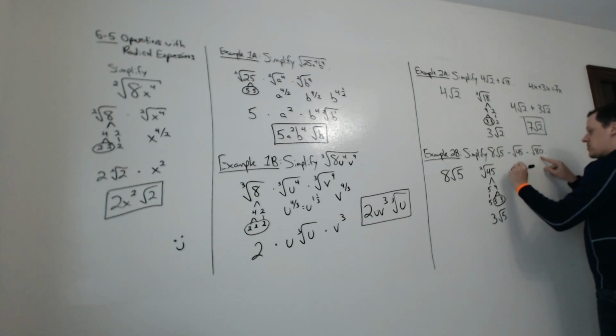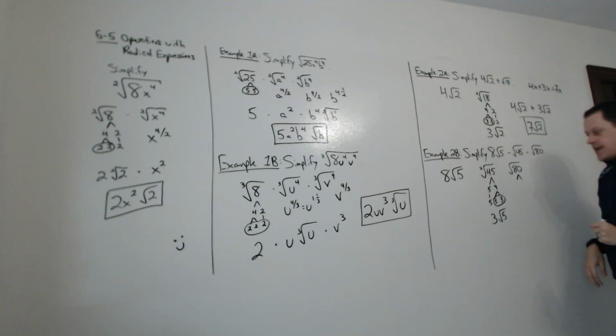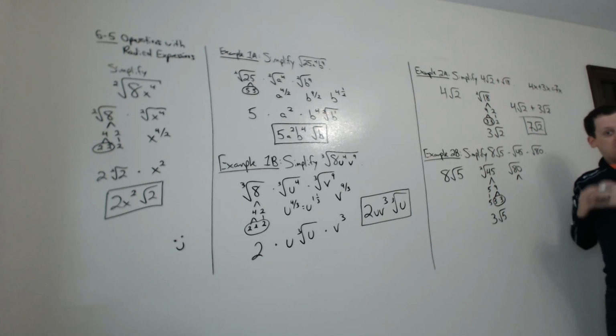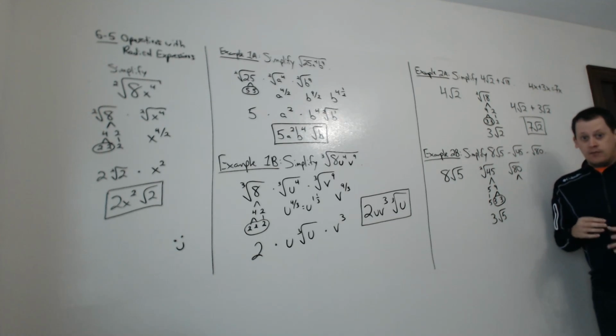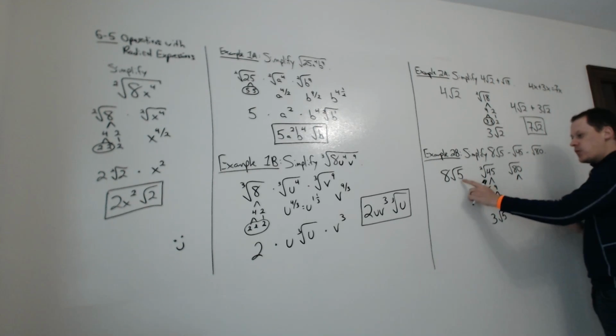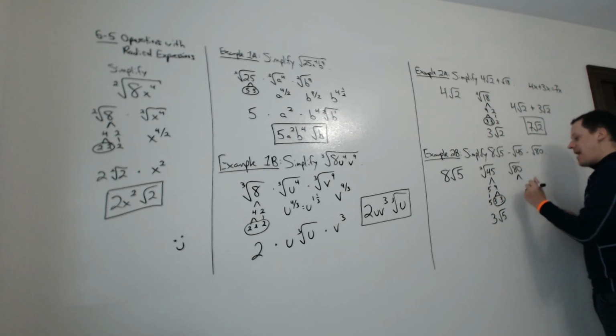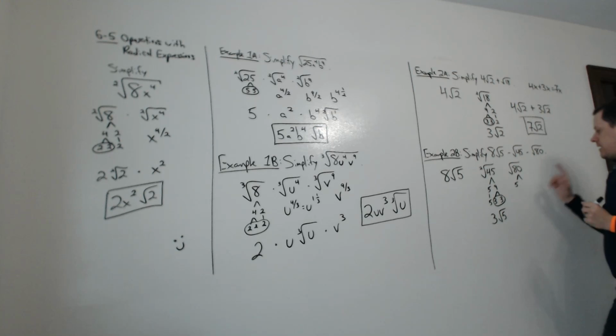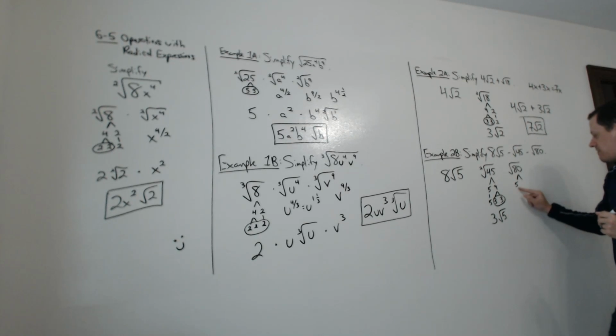Now we need to deal with the square root of 80. Again, we can break that down. If you want to break this down as 8 times 10, feel free. That's perfectly fine. Absolutely fine. But since we're dealing with square roots of 5 here, I'm actually going to make one of these numbers a 5. And then we got 80 divided by 5.